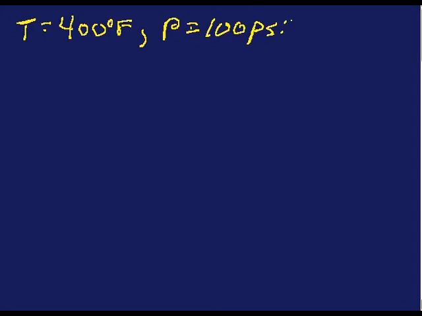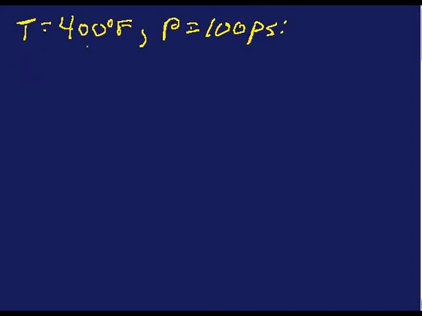Okay, let's take a look at your quiz. Your quiz was dealing with properties of water using English units. First problem, T equals 400 degrees Fahrenheit, P equals 100 psi. So given those two properties, you're asked to find the enthalpy.